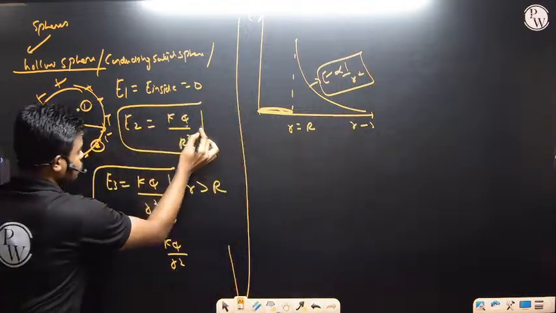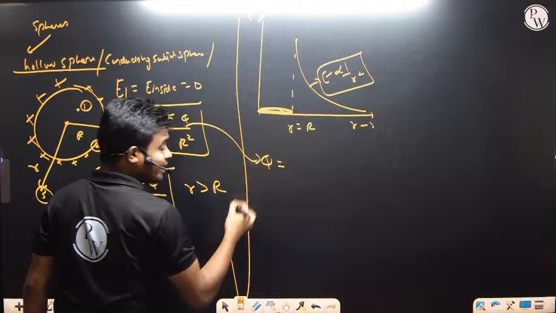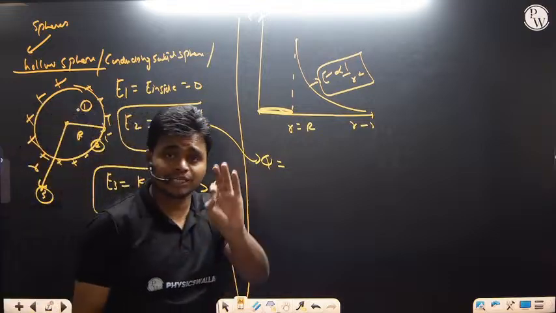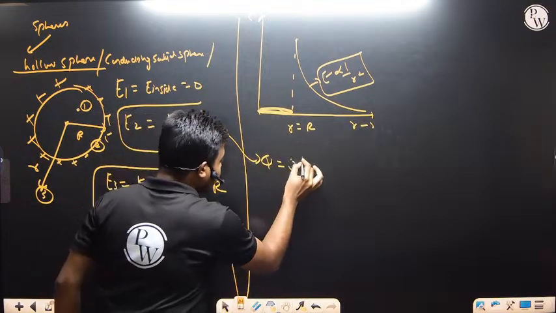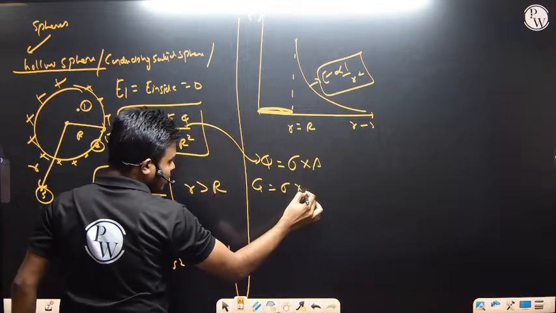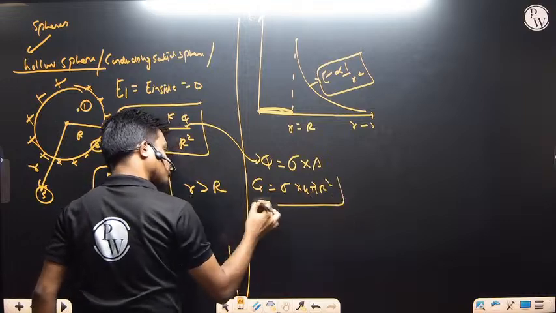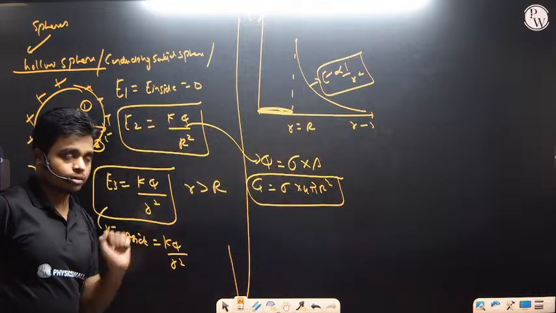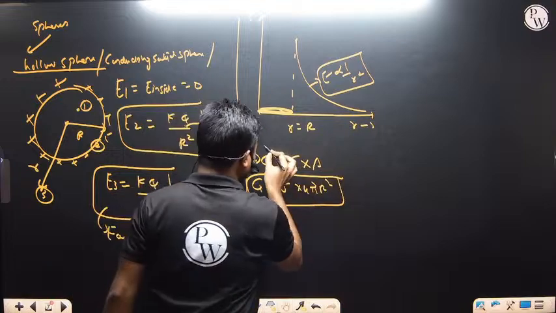Sometimes these questions we can solve using q in terms of sigma. What is sigma? Surface charge density. So sigma multiplied by A. And what is the area of this sphere? So q is equal to sigma multiplied by the area of the sphere, 4 pi r squared. Depending on the questions, we'll be using this as well.